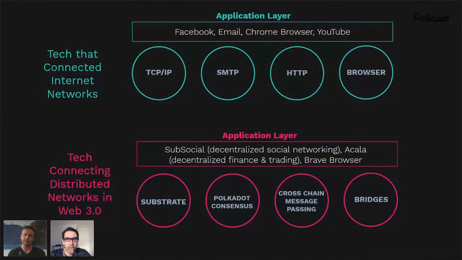So Subsocial is an example of a decentralized social networking platform being built on Polkadot. Acala, a team out of New Zealand, is building decentralized finance software. And then Brave Browser is another example of a company that's going into this decentralized Web 3.0 space.